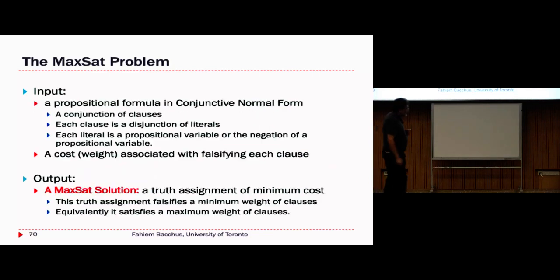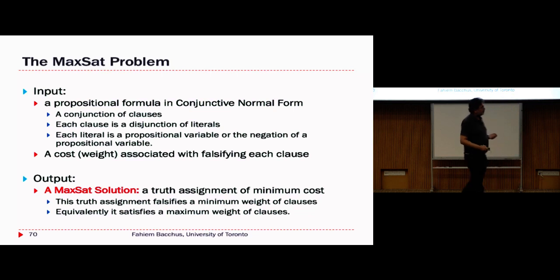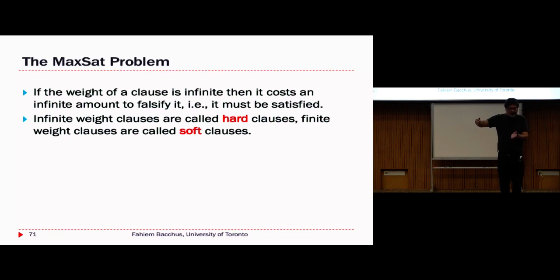So your input then is going to be a CNF, and you're going to have a cost associated with every clause. And the Maxsat solution then is going to be an assignment of minimum cost, where the cost of an assignment is the sum of the costs of the clauses it falsifies. Okay. So you can also set the cost of some clauses to be infinity. And that means you have to satisfy those clauses. So you can consider some clauses to be hard, they must be satisfied, and some clauses to be soft, they have a finite cost. You can falsify them, but you incur the cost.